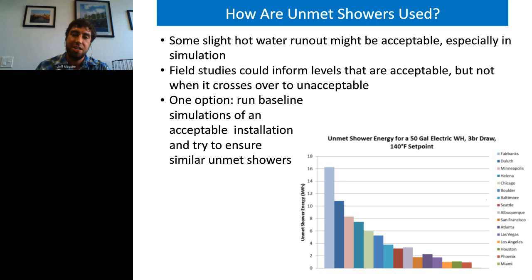So one option that I've been looking at is running a baseline simulation of what we consider to be an acceptable situation, where you have an electric water heater that's sized correctly, and look at how many unmet showers come out in simulation and use that as the criteria for determining how much is allowable, making sure that you provide what we think is a reasonable baseline with the same draw profile. So this is just an example of that. I ran it at different climate zones, different mains water temperatures. So you can see even just depending on where you are, there's some difference in this metric.